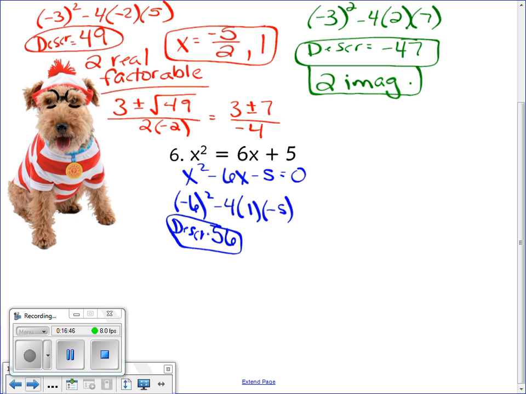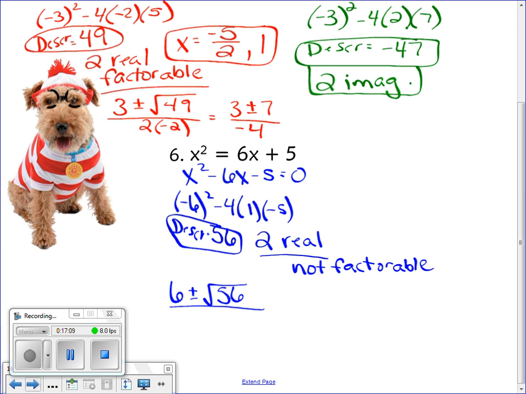All right, so if I get 56 for a discriminant, how many answers and what type? 2 real. Is it factorable? Not factorable. 56 is not perfect. Can I find the answers, though? Yeah. Negative b, it's going to make that 6, plus or minus radical 56. I already did the work on that. Over 2a.